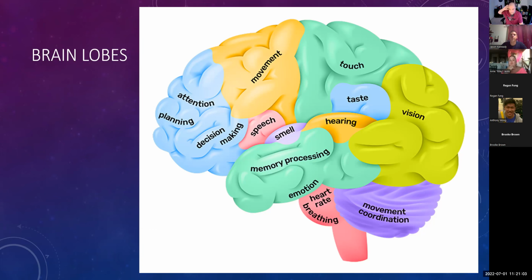The back, obviously vision. And then when you get to that brainstem, what's the main job of the brainstem? Yeah, ANS, right? Managing everything that we don't have to think about.